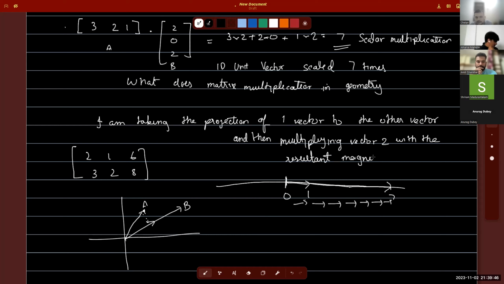Would that be correct? Yeah. Okay. So basically when we scale the second vector, the magnitude of the new scaled vector that we get would be the dot product technically. Okay.